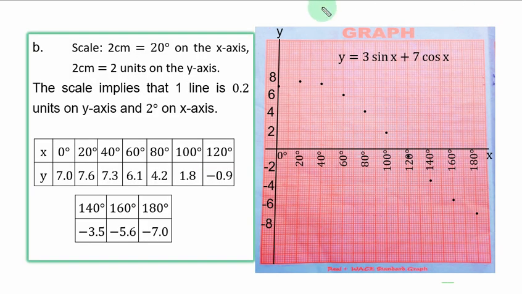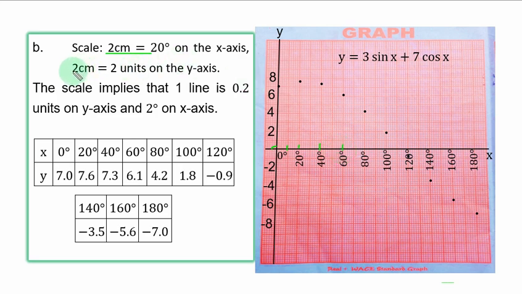B part of the question, we plot the graph. So let's start with the given scale, 2 cm to 20 degrees on the x-axis. From the origin to the end of the first bus is 1 cm. So the next one becomes 2 cm, so you give 2 cm 20 degrees. The next 2 cm becomes 40. The next is 60, and so on.